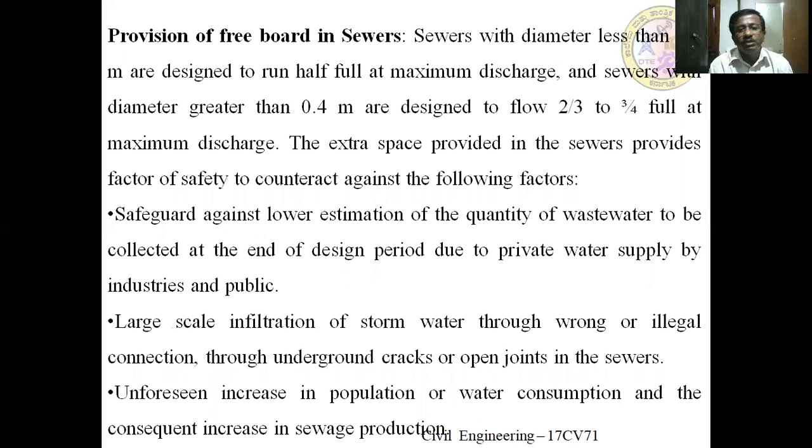Provision of the freeboard in sewers. Sewers with a diameter less than 0.4 meter are designed to run half full at maximum discharge, and sewers with a diameter greater than 0.4 meter are designed to flow two-thirds or three-fourths full at maximum discharge. So depending upon the diameter of the sewer, we go for half full, two-thirds, or three-fourths full.